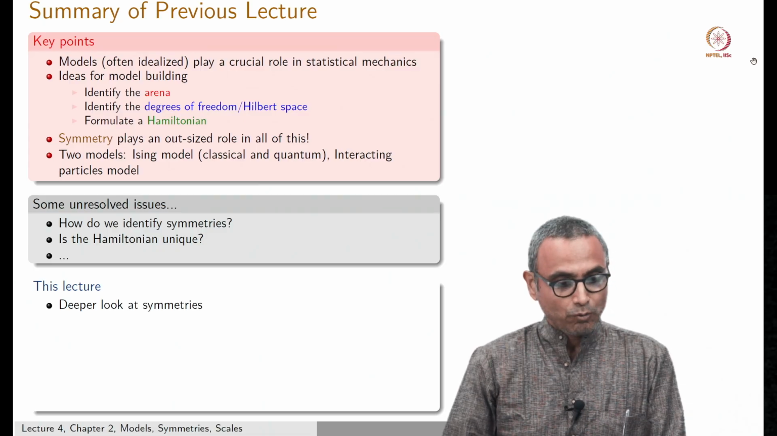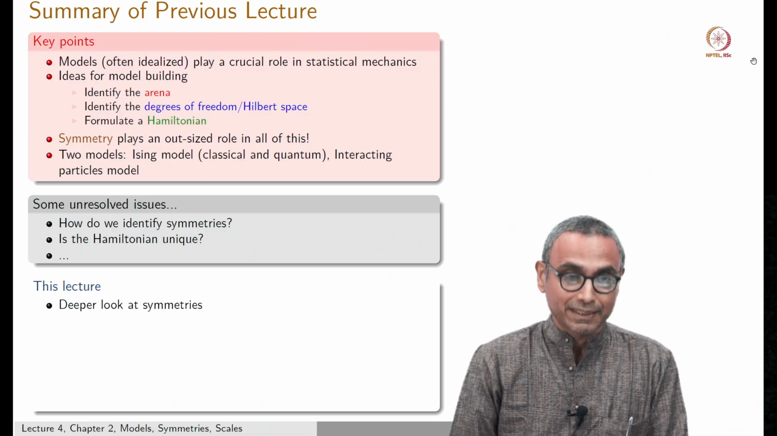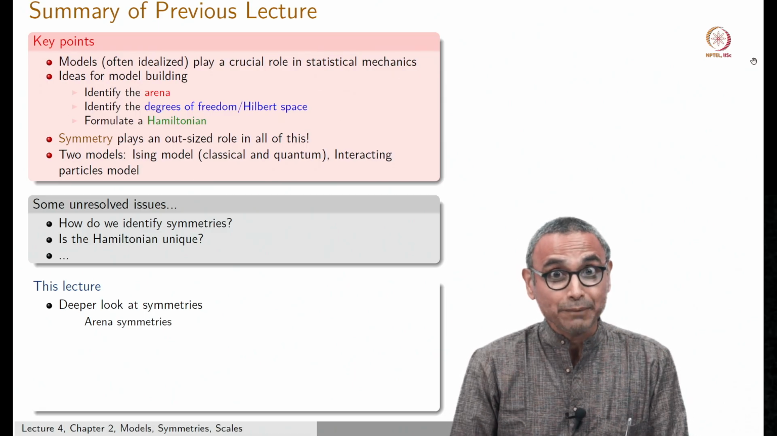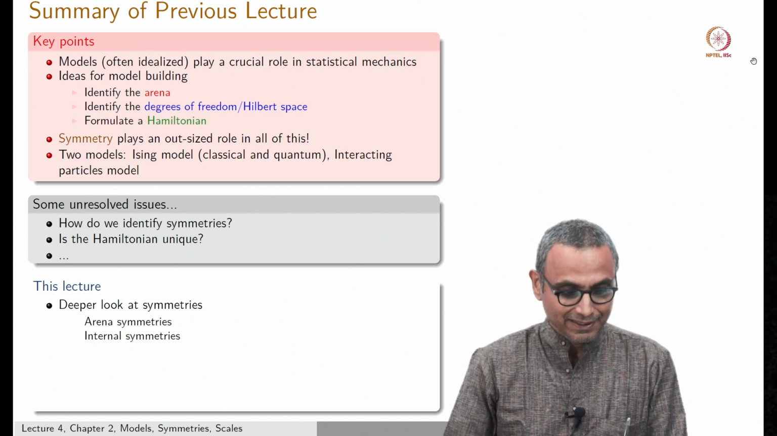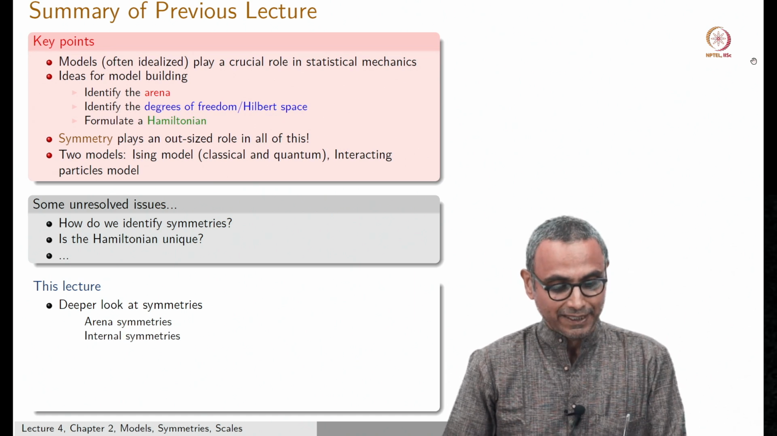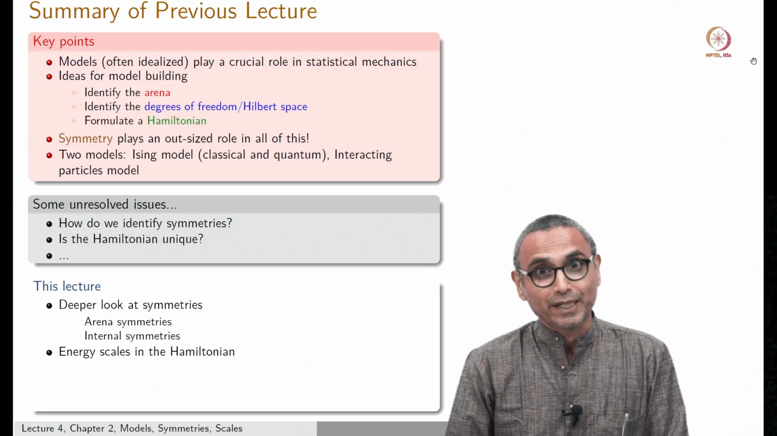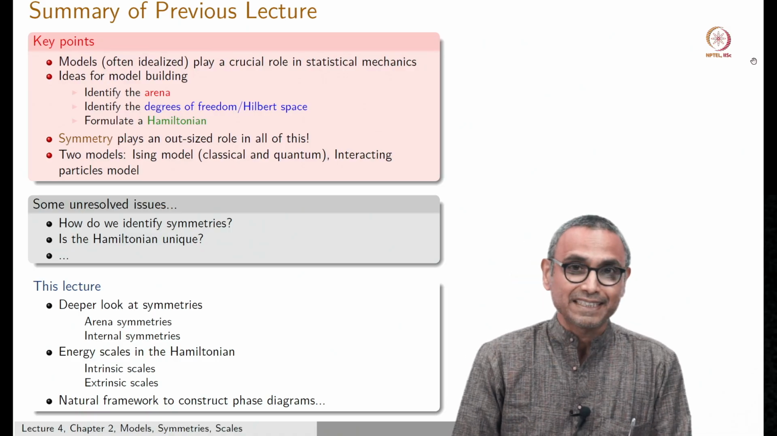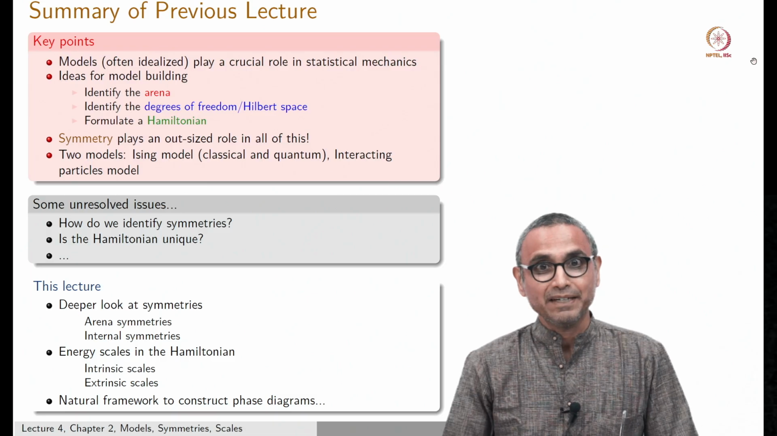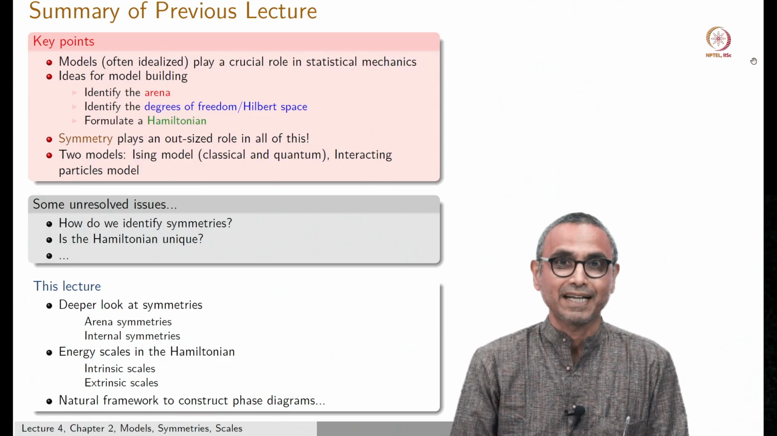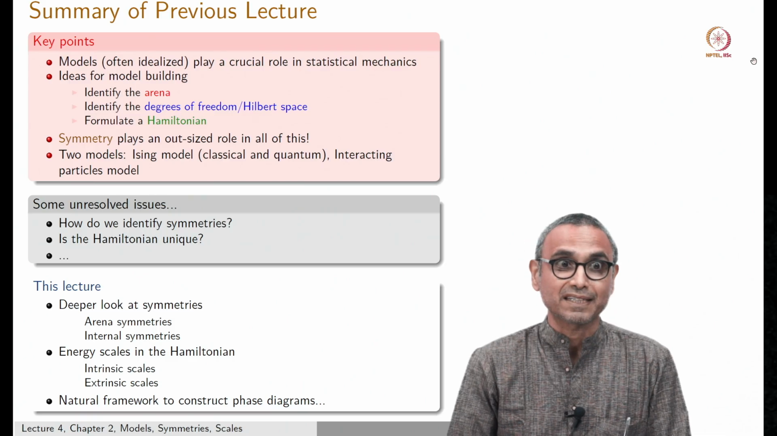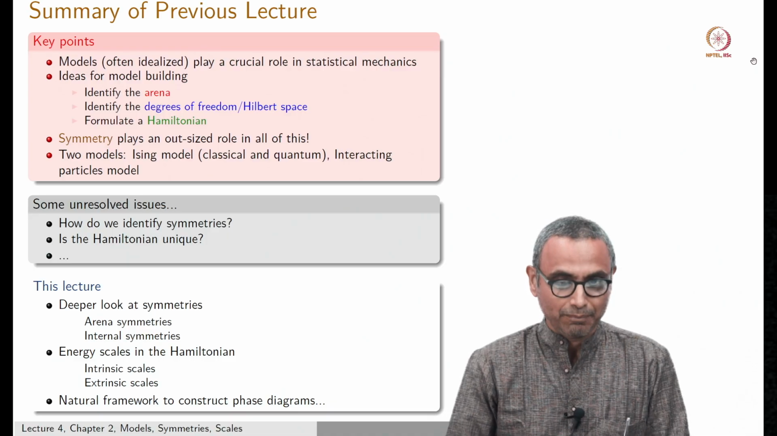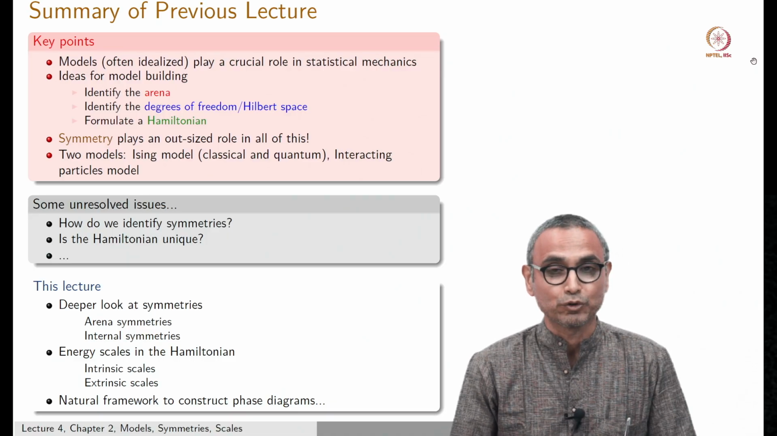And in this lecture, we will take a deeper look at symmetries. We will point out that there are two types of symmetries. One is called arena symmetries, and the other is called internal symmetries. And then we'll move on to understanding energy scales in the Hamiltonian, and we'll again find that there are intrinsic energy scales and extrinsic energy scales. And then based on this whole discussion, we will realize that there are certain dimensionless coupling constants that you can define in any problem, and the physics will be governed by those dimensionless coupling constants. So those will be the natural parameters to view the phase diagram.